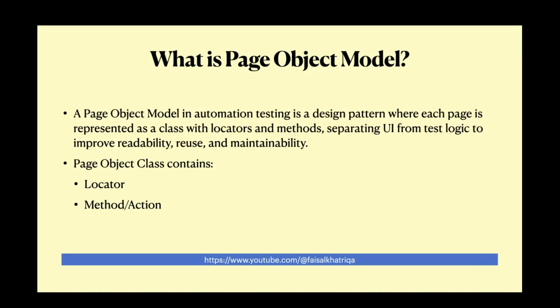Method or action. A method is a function inside a page object class that performs a user interaction like login, click submit, or enter username. The tests call these methods instead of directly interacting with the elements. Test script. The test script is the code that runs a test scenario, like logging into the website or adding an item to the cart. It uses page objects instead of finding elements directly.